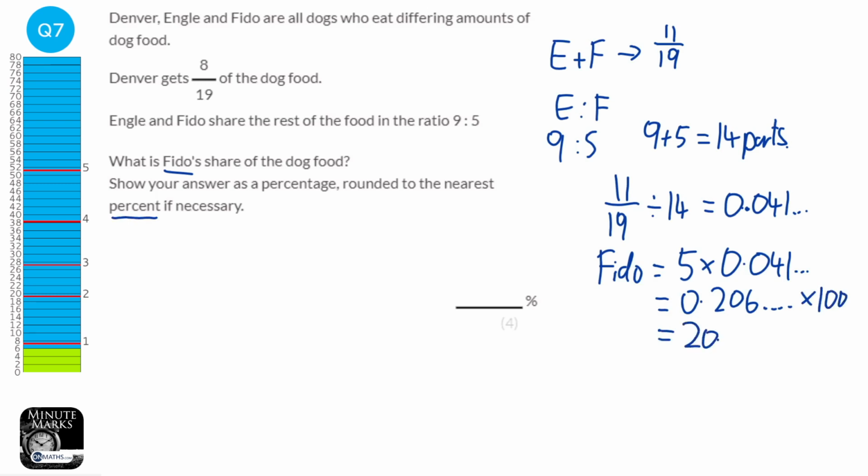So we have 20.676 and so on percent, and it wants it rounded to the nearest percent, so that would be 20%. Or actually, it would be 21%, because this would round it up, so 21%.